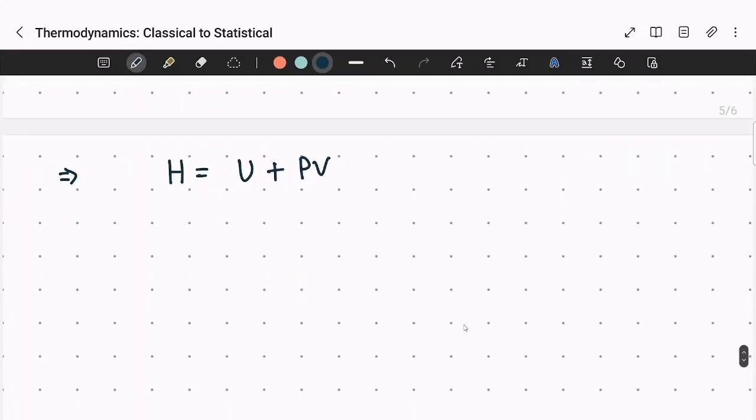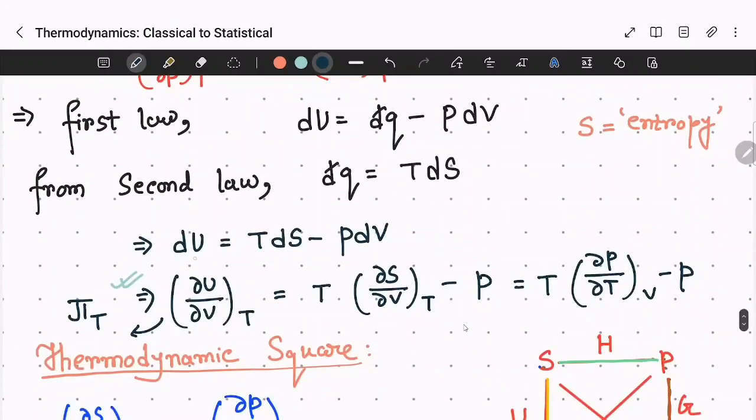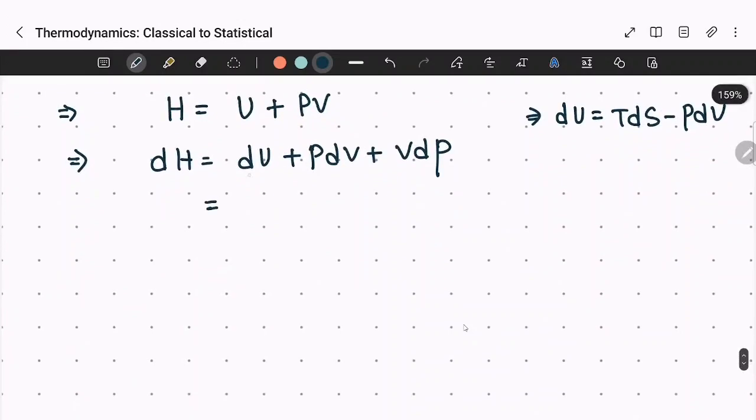So now what we can write from here, it's very important. dH is equal to dU plus PdV plus VdP. We can write it. Now we know what is dU. dU is TdS minus PdV. Just we have discussed dU is equal to TdS minus PdV. If you put it here, then you can write it TdS plus VdP.